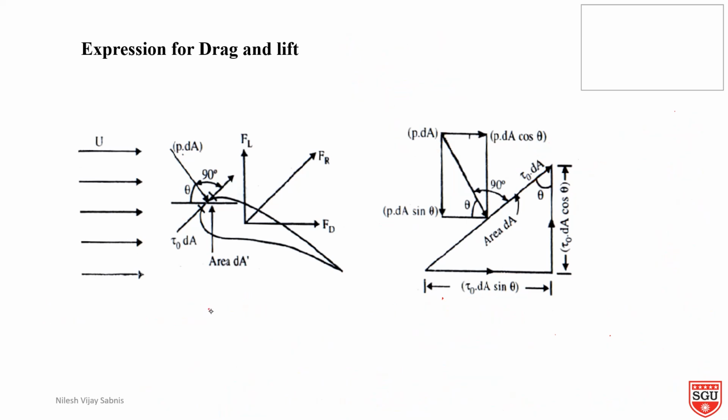Okay, next point is the lift force. The lift force is nothing but force due to pressure in the direction perpendicular to the direction of motion plus force due to shear stress in the direction perpendicular to the direction of motion. So we can write the equation FL, that is lift force, minus P dA sin theta. Why minus sign? Because it is in the opposite direction. Plus tau 0 dA cos theta.